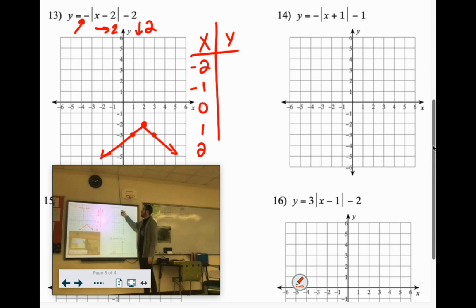So number 14, if you can remember the transformations, it's so much less work and it still gets you a correct graph. So we would go left 1 and down 1. We have that upside down V here. Left 1, down 1. From there we go down 1 over 1.